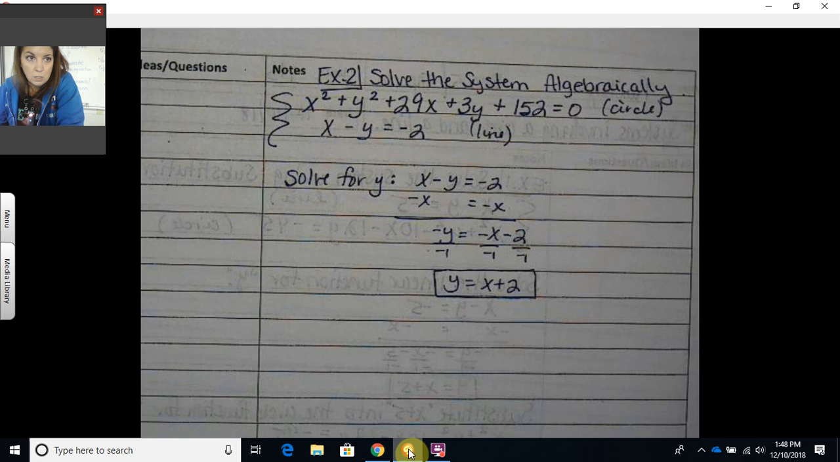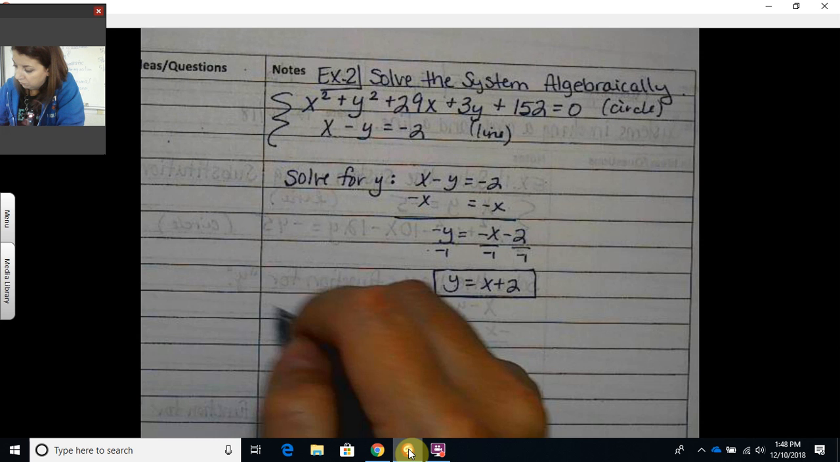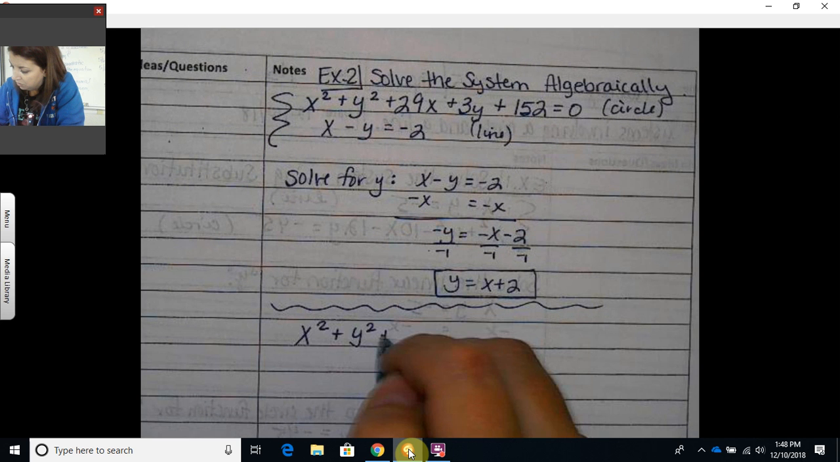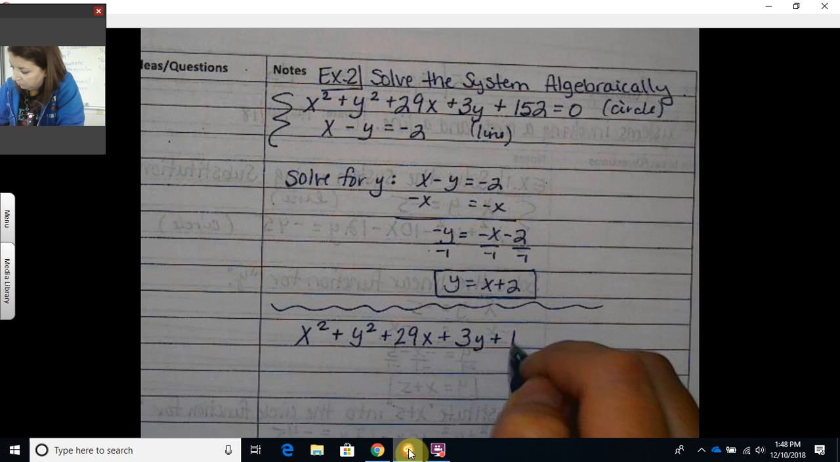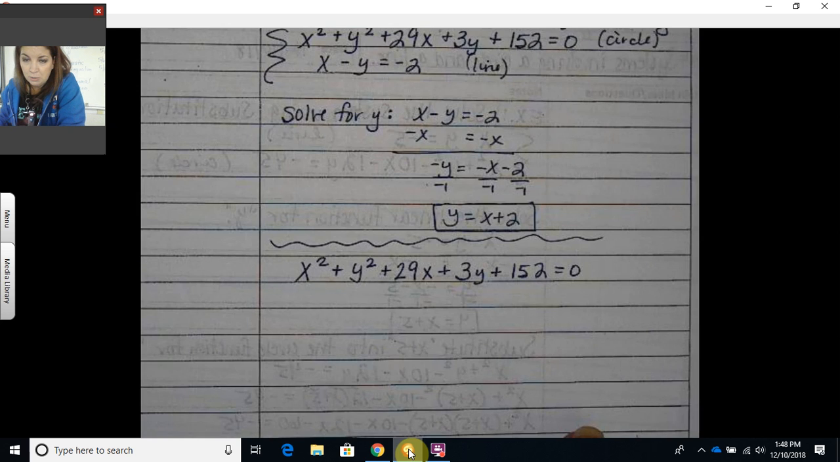What do we do with that? Plug it in the circle, right? Wherever we see a y in the circle function, we're going to substitute an x plus 2. We're going to replace y with x plus 2. So I'm just going to rewrite it as it was given to me to start off with. So I have it right there. Wherever I see a y, I'm going to put parentheses, and inside the parentheses, I'll put x plus 2.